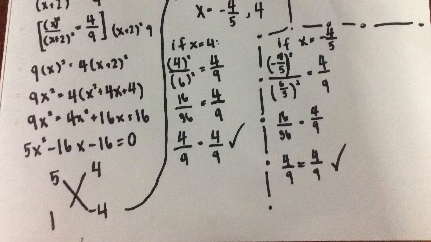Now, if x equals negative 4 over 5, we substitute this, giving us (negative 4 over 5) squared over (6 over 5) squared, meaning we added the 2, equals 4 over 9. We get 16 over 36 again, meaning that both values of this x are true.